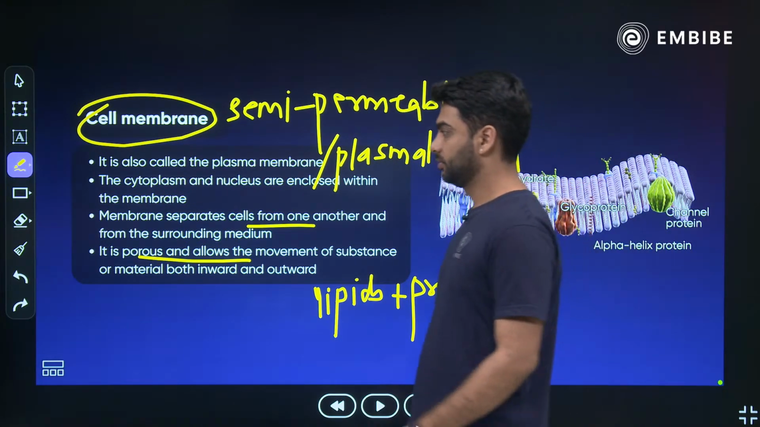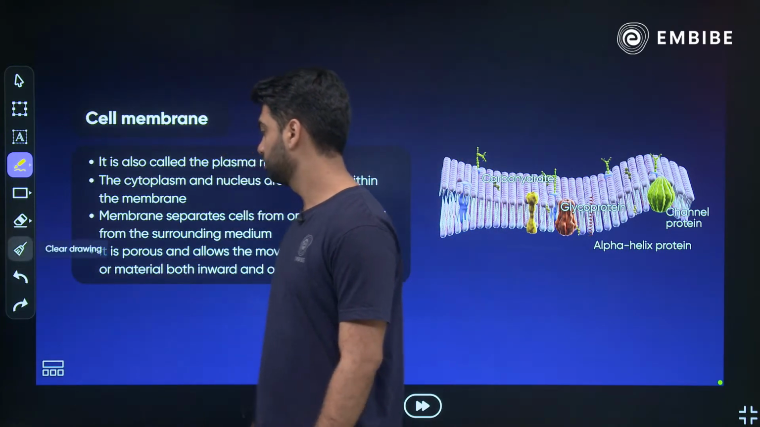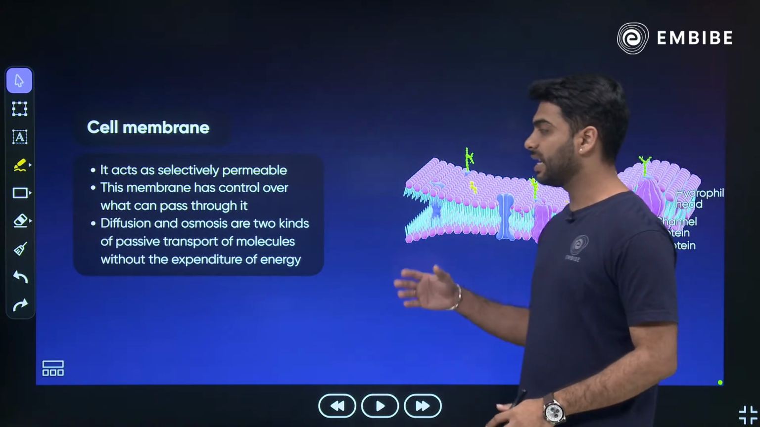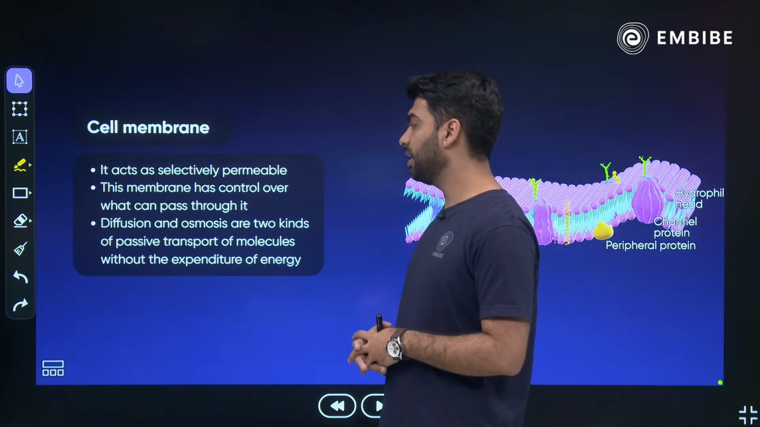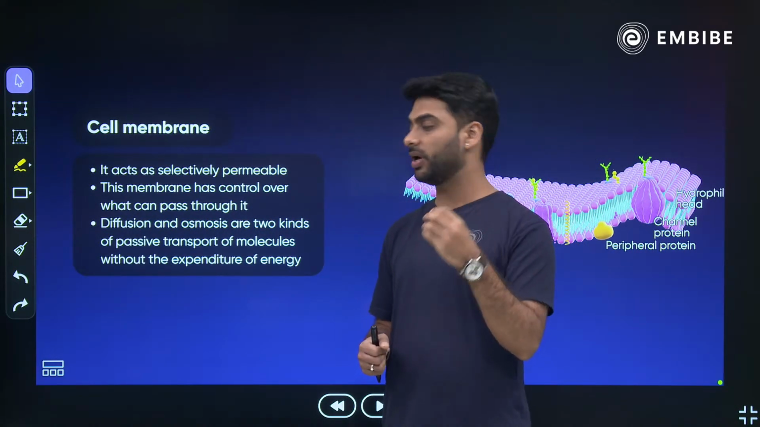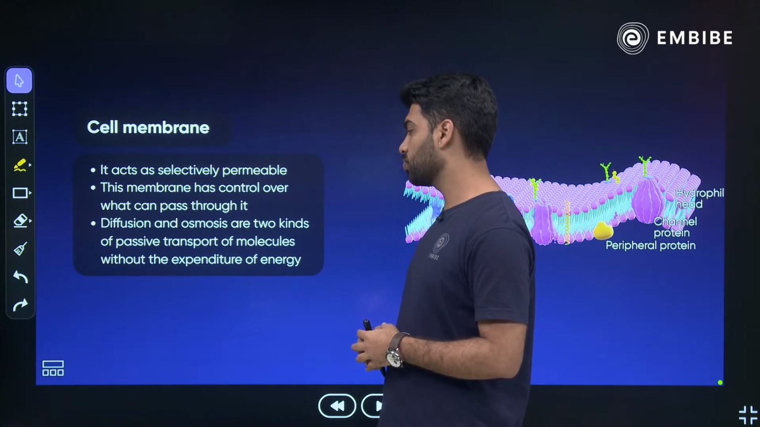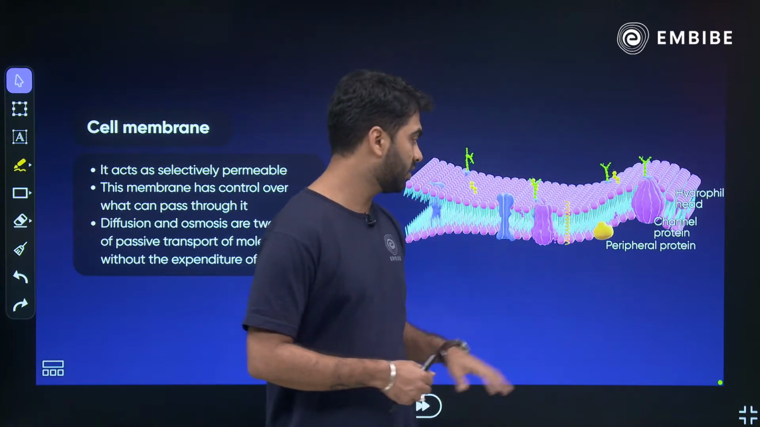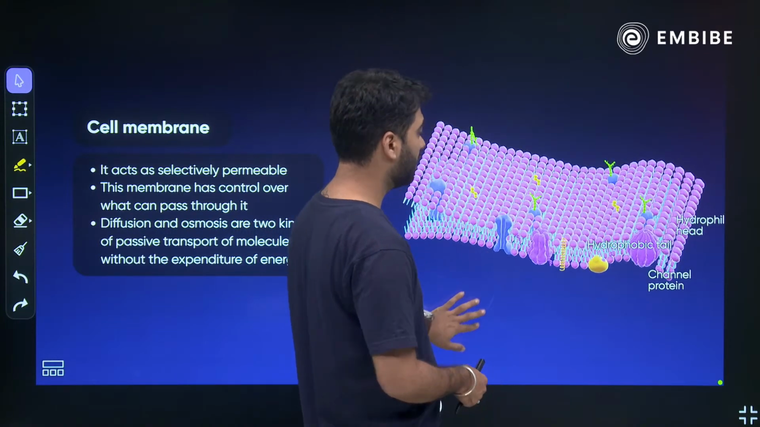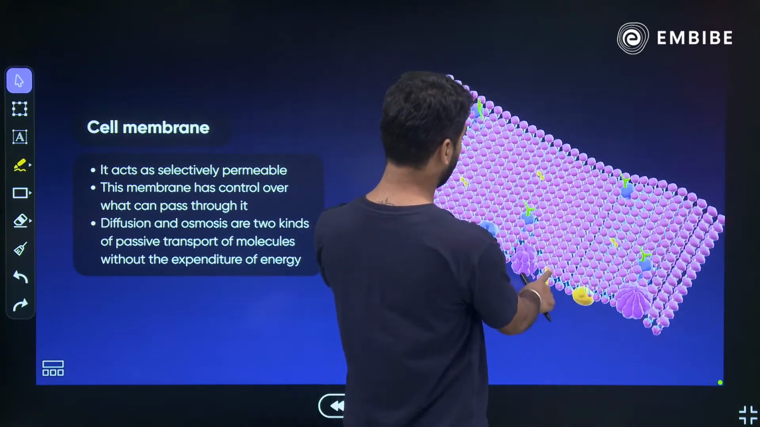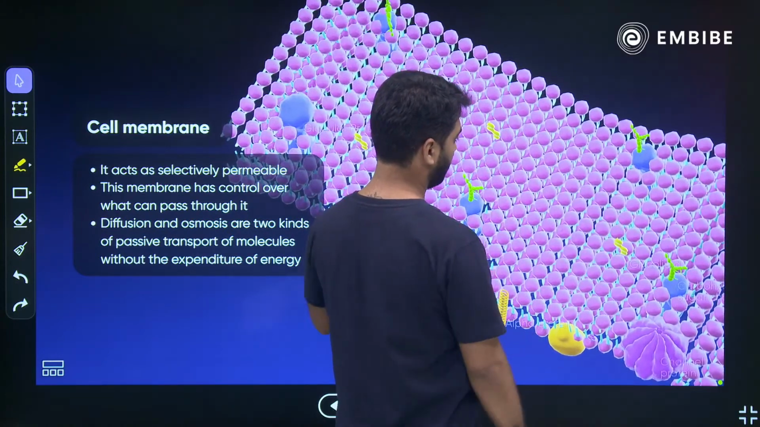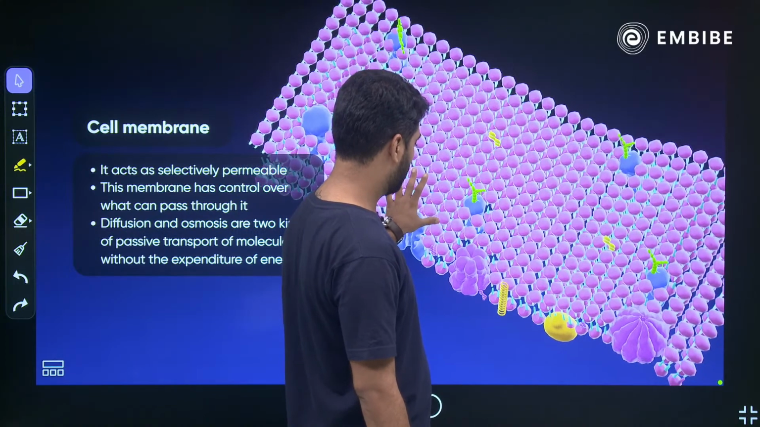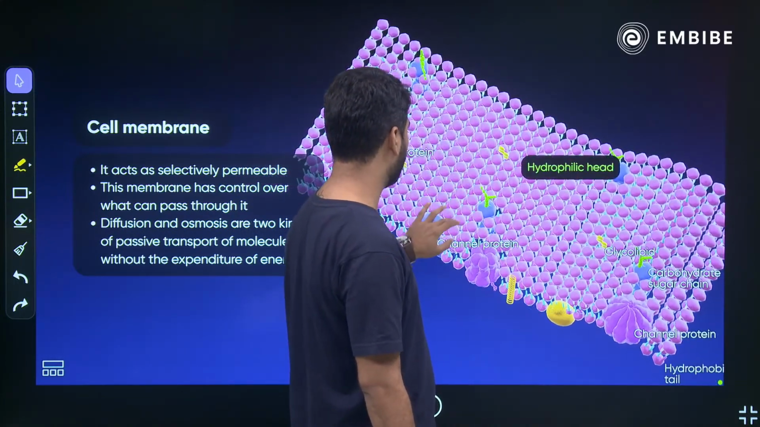The cell membrane is selectively permeable or semi-permeable. It will control what will go in and out of the cell. Diffusion and osmosis are two kinds of transport of molecules without the expenditure of energy. So you can see that this is a cell membrane. You can see how there are different kinds of materials present. Protein and lipids in between.